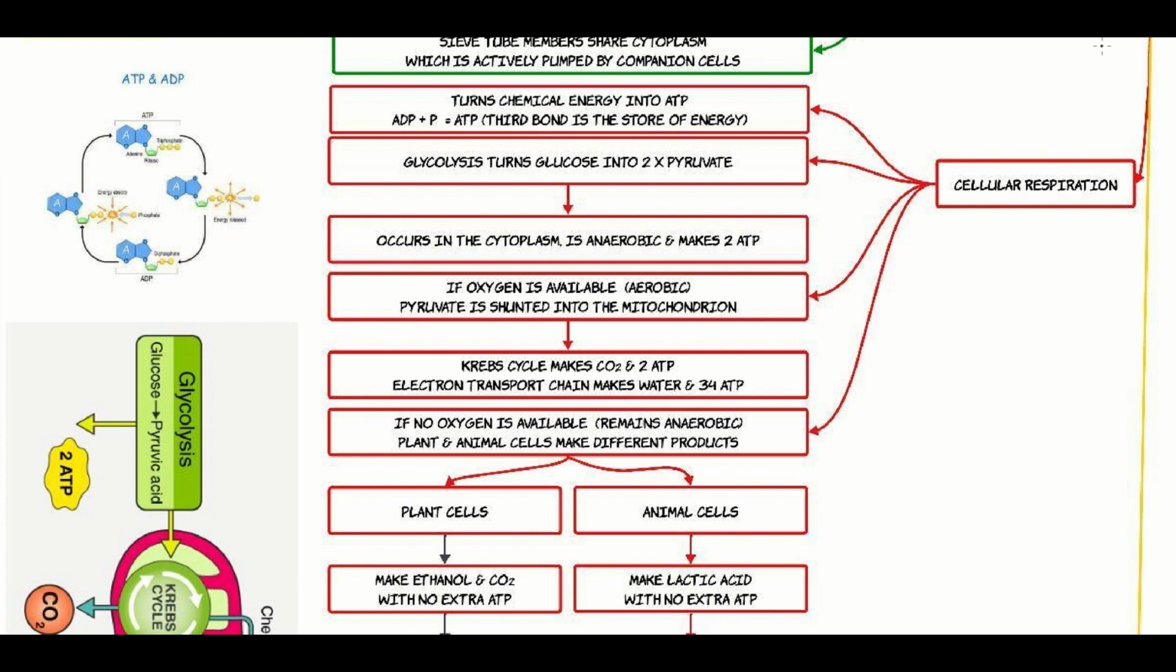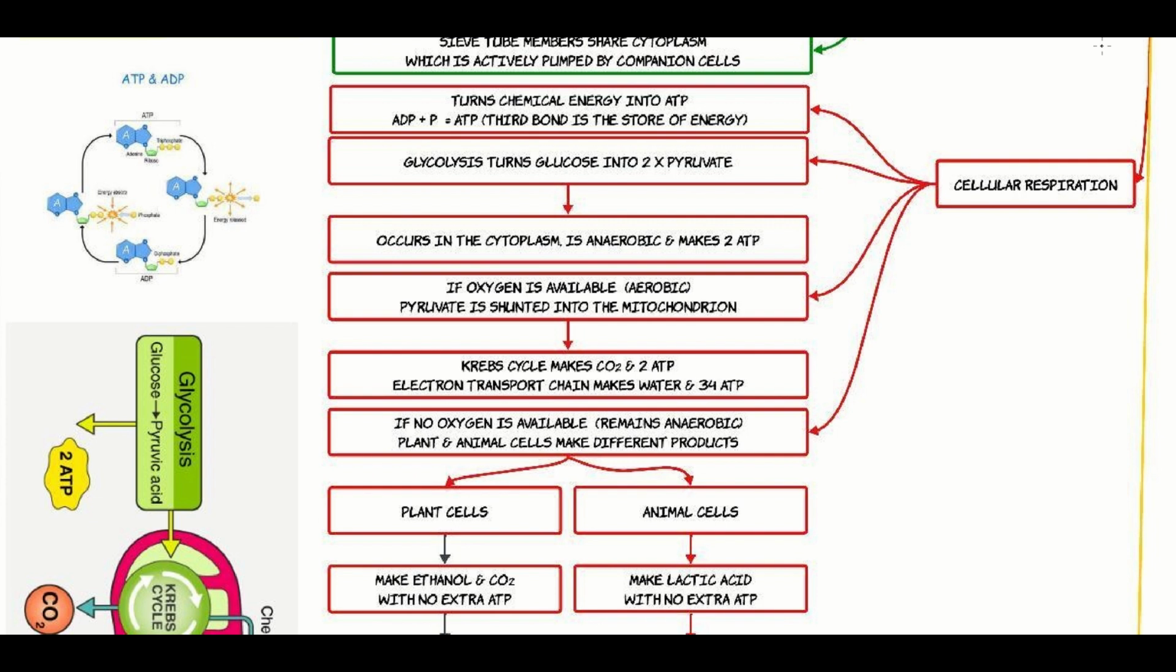Okay, first of all, we've got glycolysis that turns glucose into 2 times pyruvate. This occurs in the cytoplasm and is anaerobic and makes 2 ATP. Anaerobic means it doesn't require oxygen. But if oxygen is available, which we call aerobic respiration now, the pyruvate is shunted into the mitochondrion.